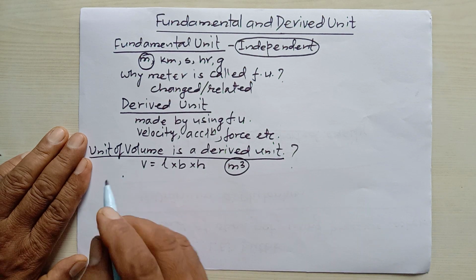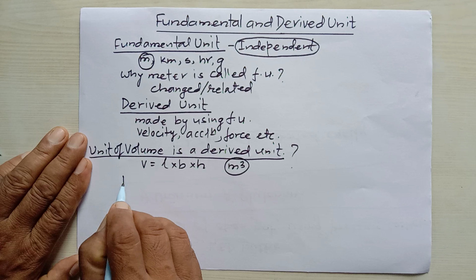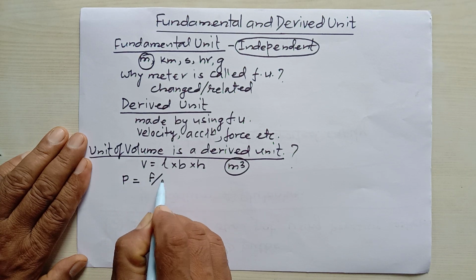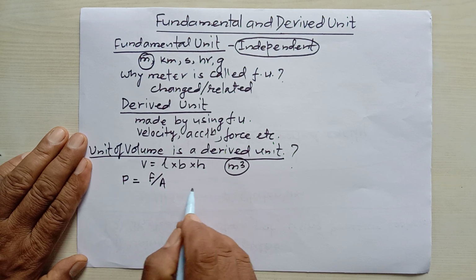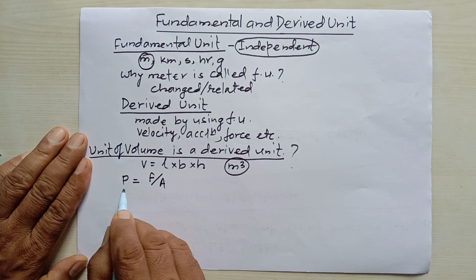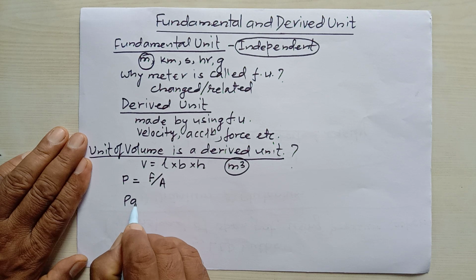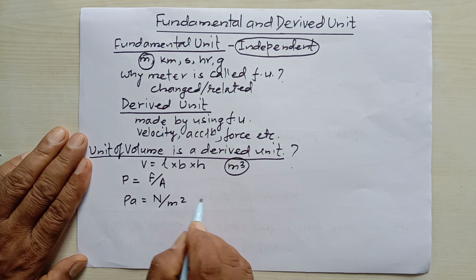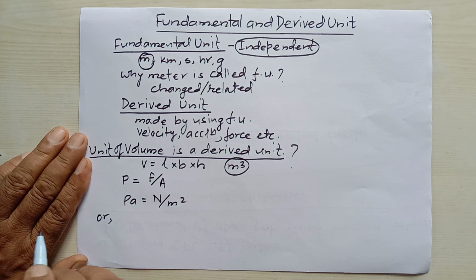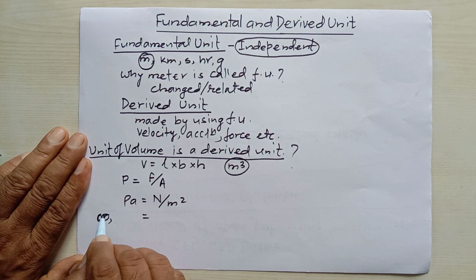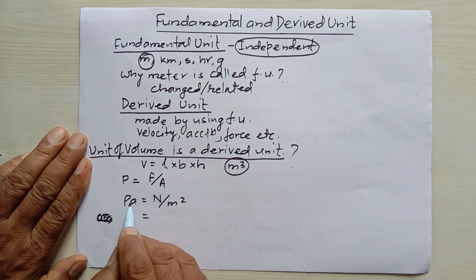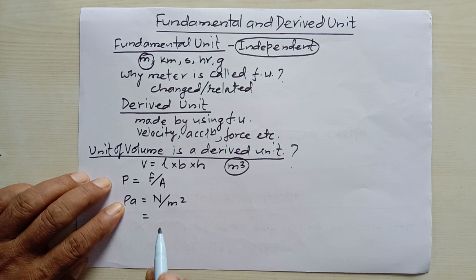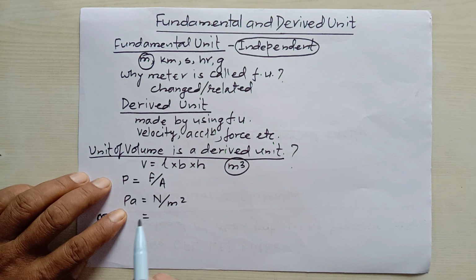In the same way, the question may be something more, not only volume. Pressure is also a derived unit. How is pressure a derived unit? All of us know that pressure equals force by area. And if we write the unit, then what happens? Pressure is measured in Pascal, force is measured in Newton, and area is measured in meter square. Newton per meter square is Pascal, the unit of pressure.